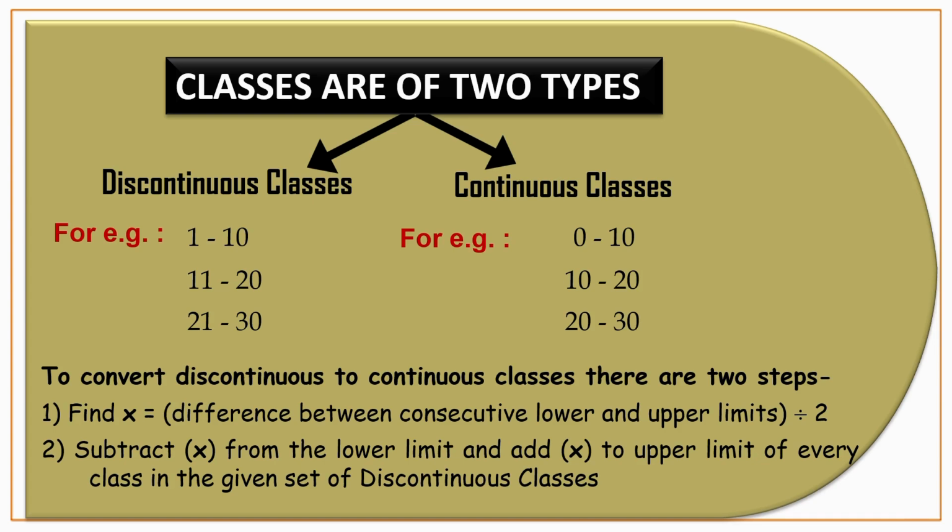So what we did just now is convert the first class interval to a continuous one. If you take a look, the first class interval will be 0.5 to 10.5. In this way, next class interval will be 11 minus 0.5, that will be 10.5, and 20.5. So you can see that 0.5 to 10.5, then comes 10.5 to 20.5, then comes 20.5 to 30.5. So now it is continuous.